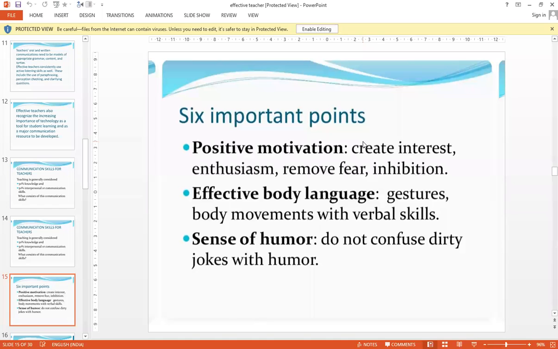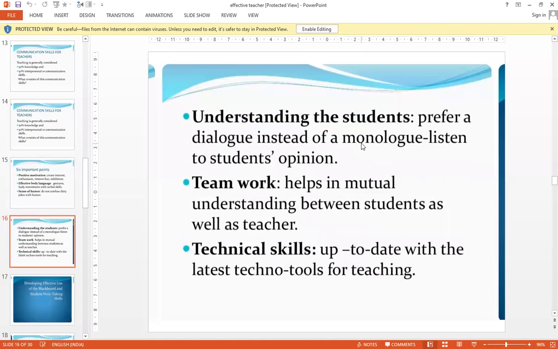Next, we have the 4th point, that is understanding the students. One of the basic communication skills is that we need to understand the students. Prefer a dialogue instead of a monologue. Listen to the students' opinions. As a teacher, we have to understand the students.